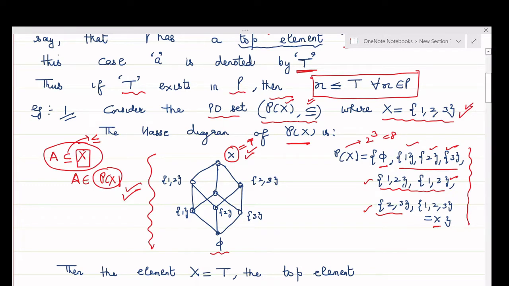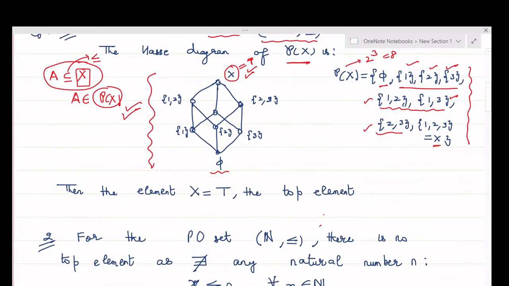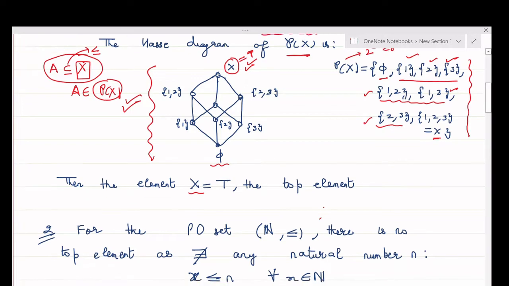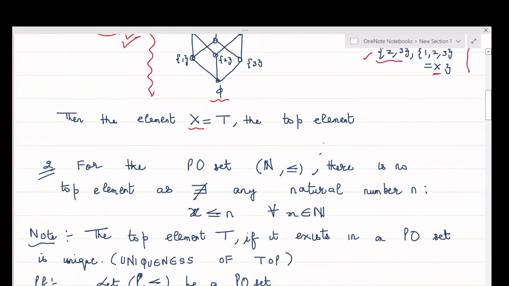So this is an example of a POset which has a top element, and the top element is given by the set X itself, which is the underlying set whose subsets are taken in the power set. Then coming to the second example, consider the POset (N, ≤), where N is the set of naturals and ≤ is the usual less than or equal to relation, in the usual sense in which we understand the ≤ sign. We already know that (N, ≤) is a POset. In fact, it's a chain. We have already done this earlier.